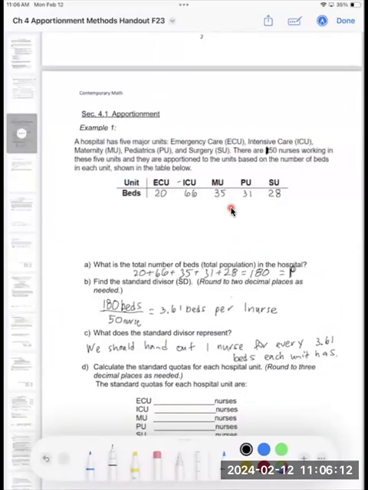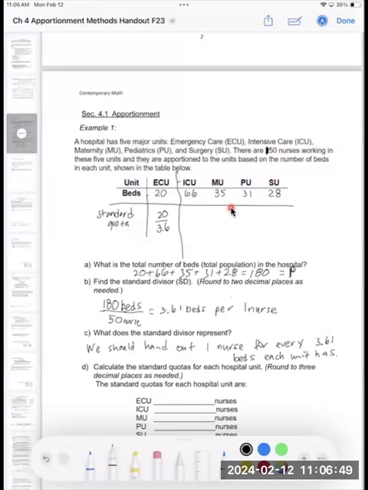These are each of the units, and we now have units instead of states in this situation. So the standard quota is just the number of beds divided by the standard divisor. For every 3.6 beds, we're going to give them a nurse. So we're trying to find out how many 3.6s are in 20, and we do that division, right?